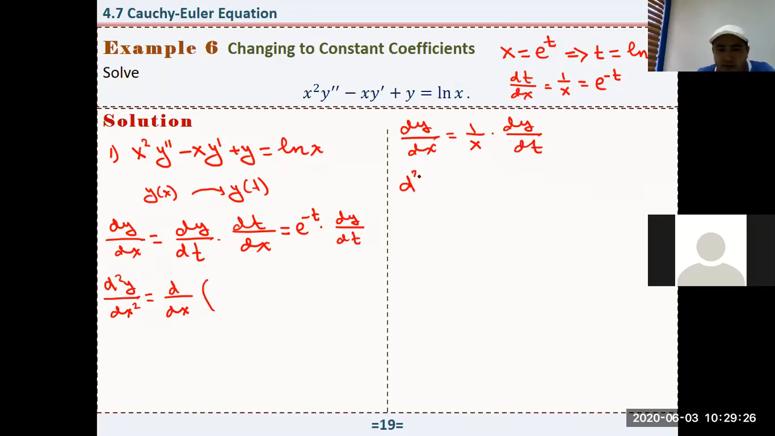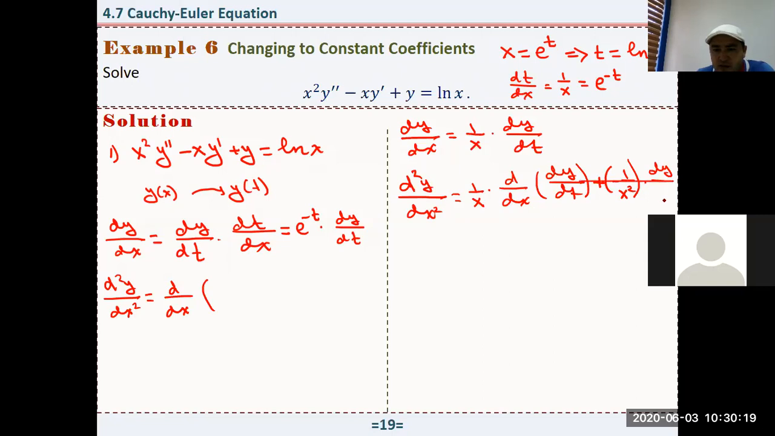And d squared y over dx squared, right? We have to differentiate this one more time. That is u times v, the product of two functions. First, let's differentiate this thing with respect to x. So again, 1 over x times d/dx of dy/dt, plus, now I need to differentiate 1 over x, and the minus comes to the front, that is minus 1 over x squared times dy/dt.